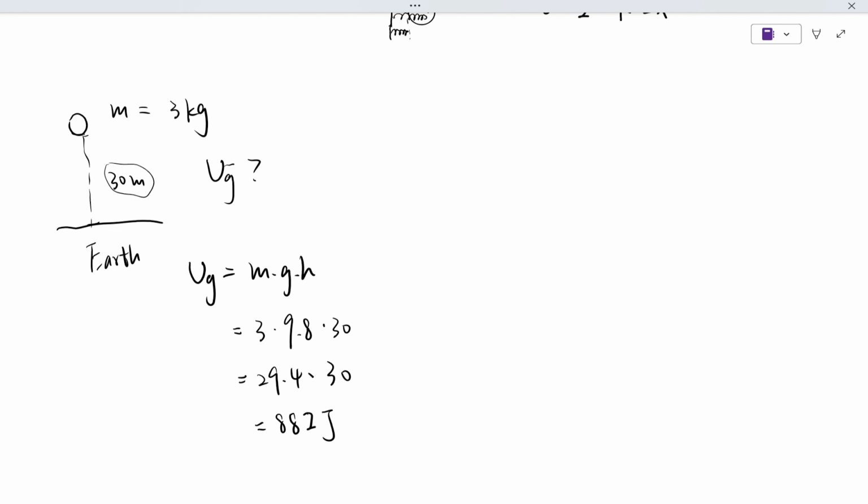Yeah, this is the first simple problem, and the second one is when a spring is unstretched, its original length is 0.5 meters, and then you're stretching it, right? And then you stretch it to the length of 1 meter. And the spring constant is 5,000 newtons per meter. So calculate the spring potential energy.